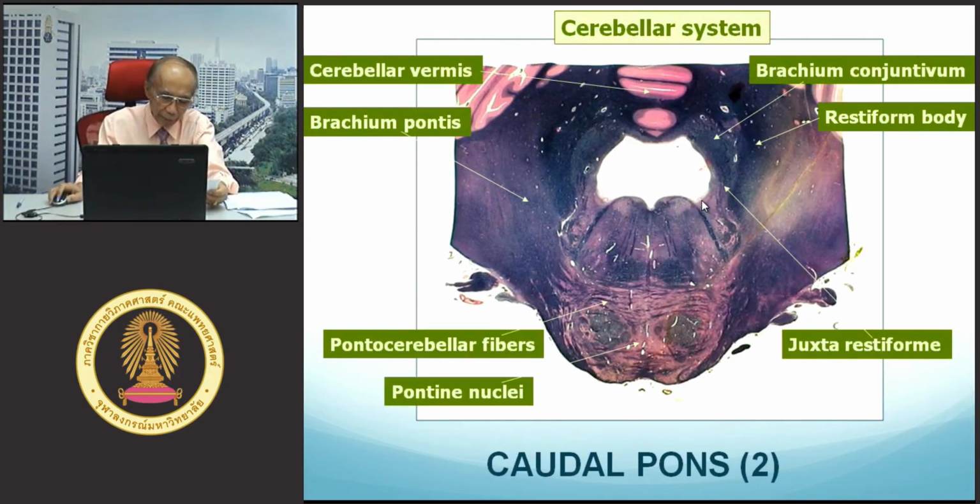The cerebellar system includes the midline cerebellar vermis, the brachium conjunctivum, the pontocerebellar fiber, the pontine nuclei, the brachium pontis, restiform body, and its medial part called the juxtarestiform body.